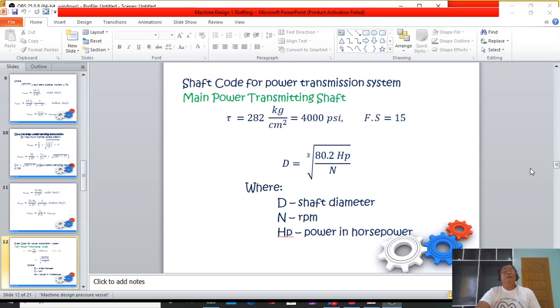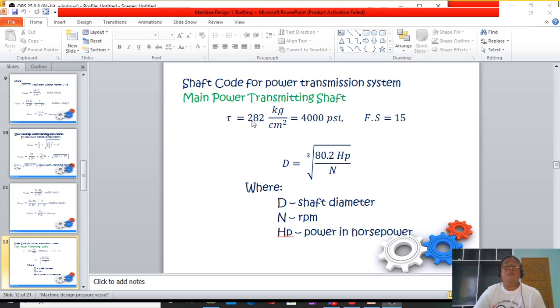Okay, so shaft code, class. Take note, class, that this equation here is derivable. This is under the ASME code and also the PSMA code.